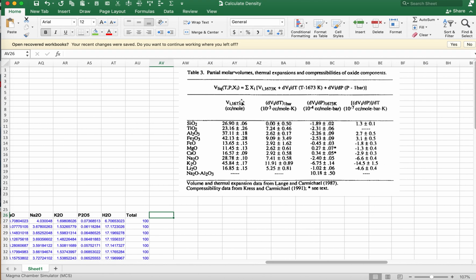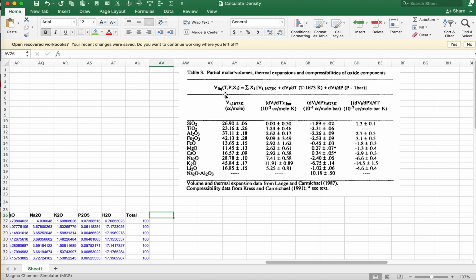Let's take a look at this equation here, then we'll do the first couple of calculations to get things set up. And then we'll have a second video where we'll complete the analysis. So we're going to use this equation here from Becky Lange and Ian Carmichael's paper of 1990 in the RIMG special volume, where we have the volume of the liquid. This is what we're going to calculate per mole as a function of temperature, pressure, and composition.